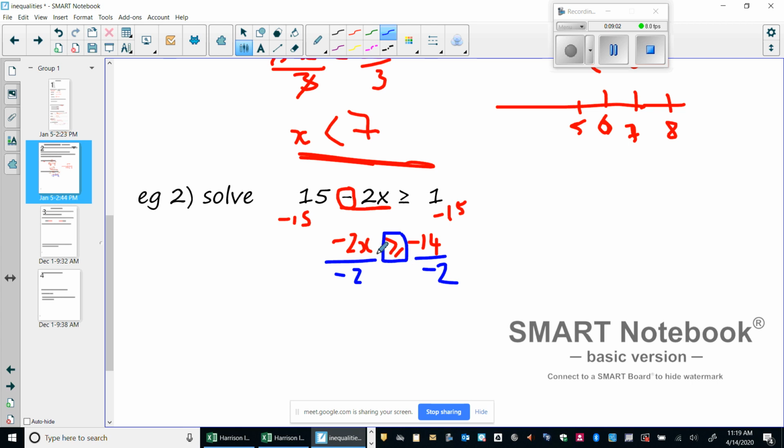When we divide by a negative number, this is the only thing that's different with inequalities compared to normal equations. With normal equations it wouldn't matter, it would just be an equal sign. But with inequalities, if the number you're dividing by is negative, then this symbol just changes direction. So these cancel, and we would have x is less than or equal to positive 7, because negative 14 divided by negative 2 is positive 7.